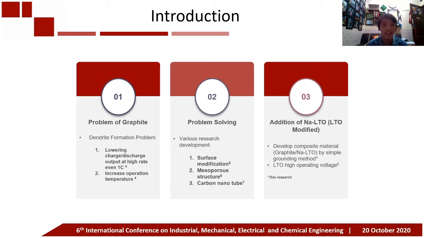Because LTO has a high operating voltage, 1.5 volts in a half cell, LTO can prevent the formation of dendrites even in high current conditions. But graphite has a low operating voltage, 0 volts in a half cell, which gives graphite a dendrite formation problem. So here, we want to add LTO to the graphite to prevent dendrite formation, because LTO has the characteristic of preventing dendritic formation.